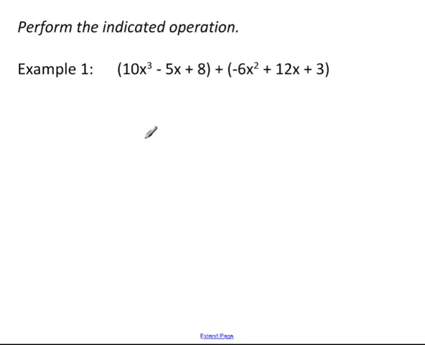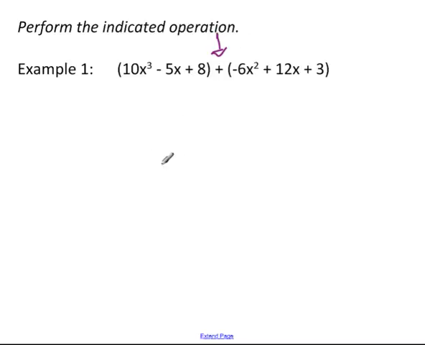Alright, so most of this is stuff we've done before. We just need to make sure we don't have some bad habits because they are going to affect our ability to do things later. Alright, so we're doing our indicated operation. We're just adding up these two things. It's really just a combining of like terms situation. Since this is plus, we don't need to change any of these signs over here.